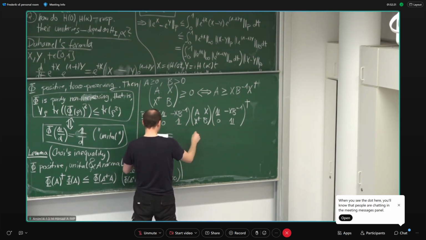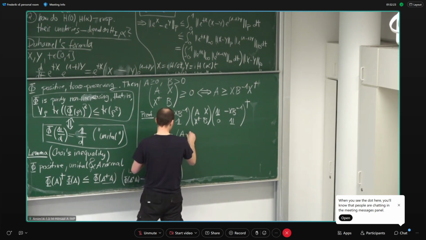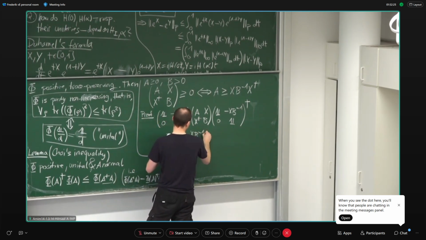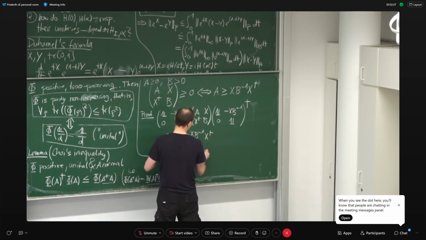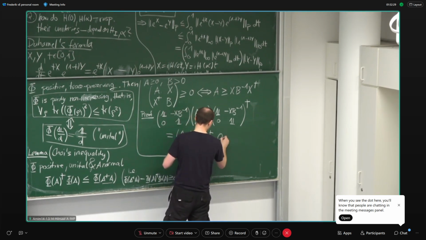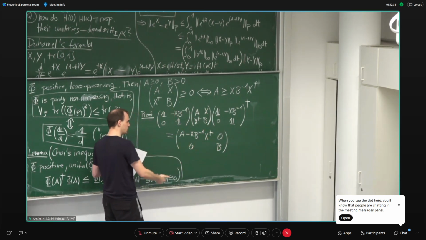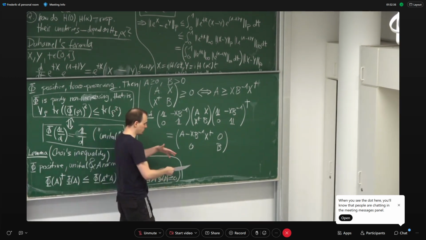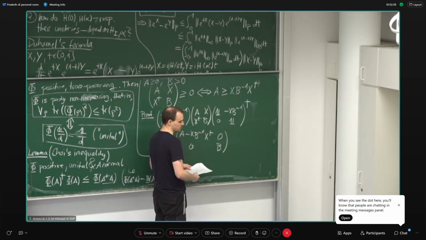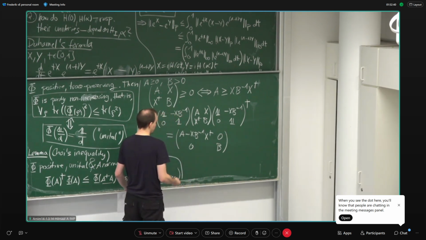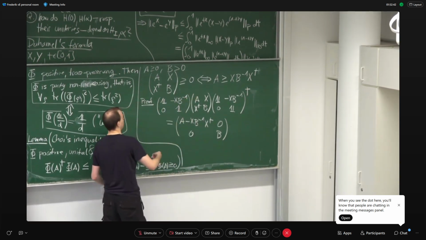And if you multiply this out, you get exactly this term on this upper block here. So this is really now a diagonal block matrix. So positivity boils down to positivity of the blocks. That's how it could be.